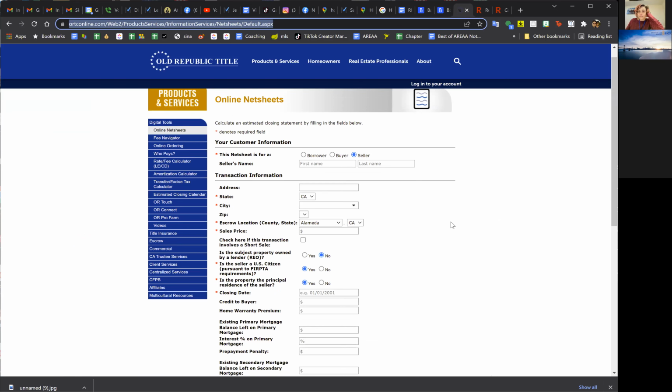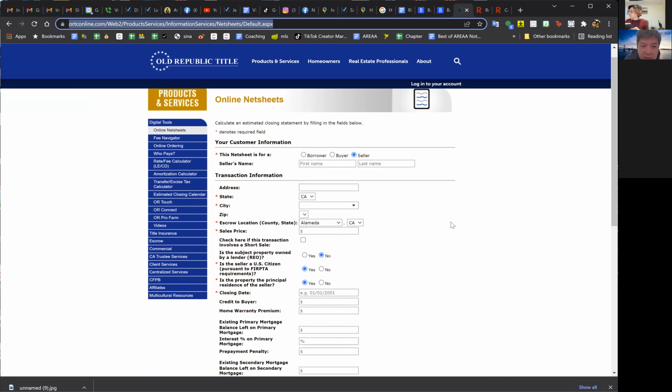Okay, bye. Okay, let's take a look at this. So this is a net sheet. Every state is going to be different, so make sure you check to see the correct net sheet from your area that you're practicing real estate. When you're calculating for the buyer or for the seller, they're going to want to know what their closing costs are and make sure that it satisfies that they have the money.